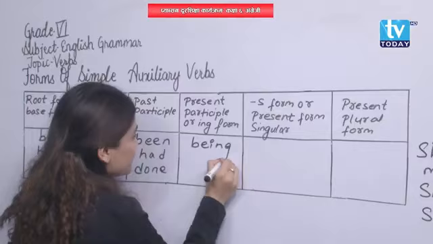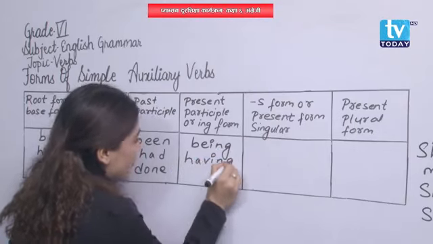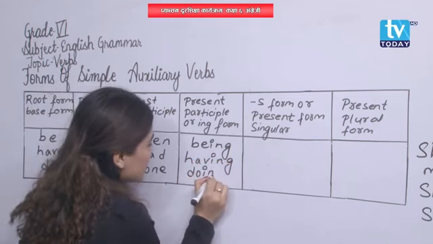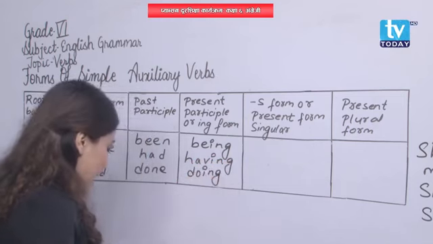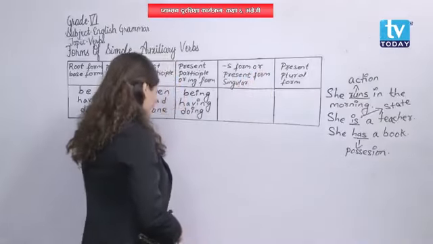B-E-I-N-G, being. H-A-V-I-N-G, having. And the next one is D-O-I-N-G, doing. Another one is S form or present form singular. What will be here?